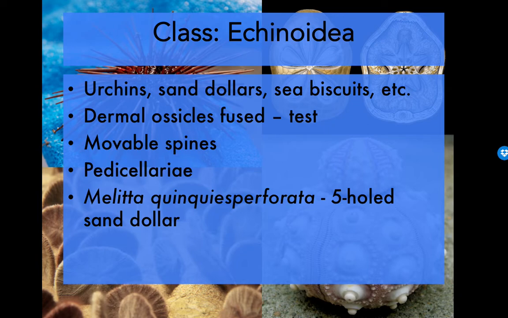Our third class is the Echinoidea. This includes sea urchins, sand dollars, and sea biscuits, and other members. The dermal ossicles, those little bones embedded within the skin, are fused together so that after they die, they leave behind a test, is what it's called, or a shell. Many of them have spines that they are capable of moving, hence the name Echinoidea, because they're spiny. They also have pedicellariae, and one of our representative species is Mellita quinquiesperforata, or the five-holed sand dollar.